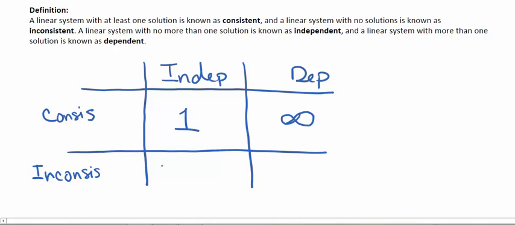Inconsistent would be no solutions. Independent means no more than one, so this would be no solutions. And then the fourth option here, inconsistent means no solutions and dependent means more than one. It's impossible to have none and more than one. So this one is impossible. And so this gives us a little bit more of an organization into these definitions.